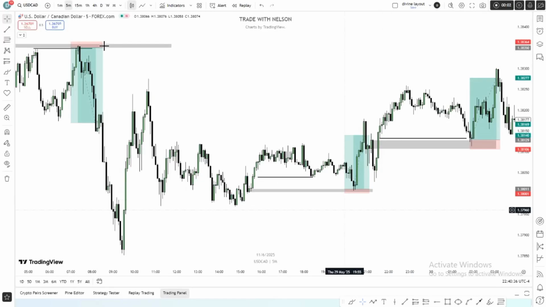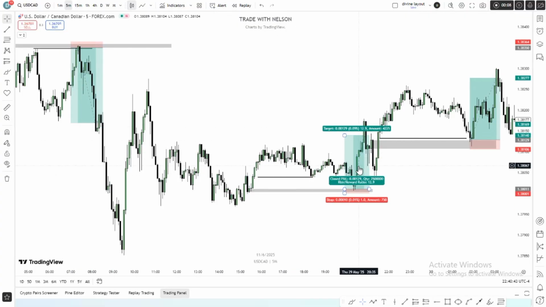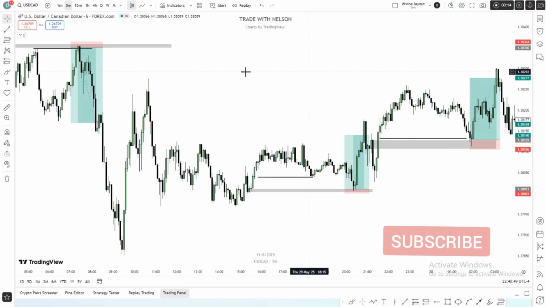If you want to learn how to take trades like this with very tight stop loss, you can see this is 12.9 RR, this is 12.9 RR, and this is 6.4 RR.